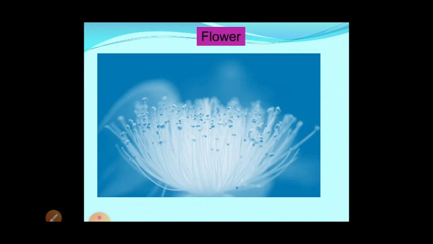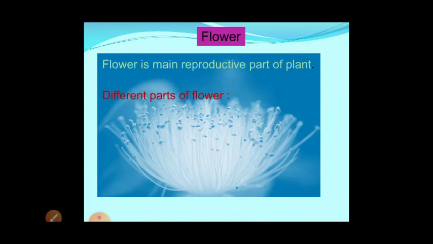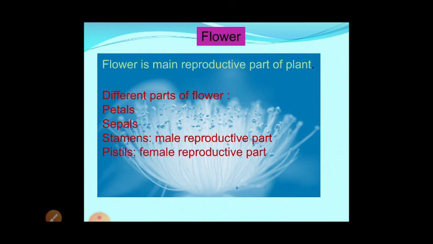Next is the flower. The flower is another most attractive part of the plant, and it is the main reproductive part of plants. The main parts of flowers are sepals, petals, stamens, and pistils. Why is it known as the reproductive part? Because from the flower we get fruits and seeds, and from the seeds we get new plants. That's why it is known as the reproductive part.